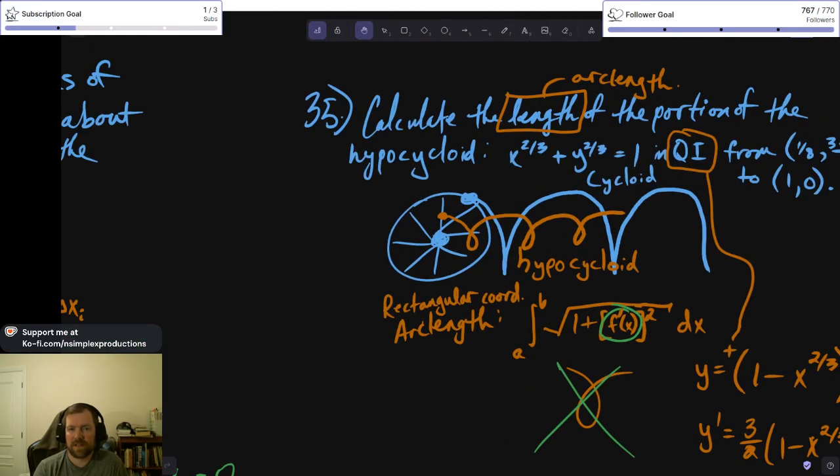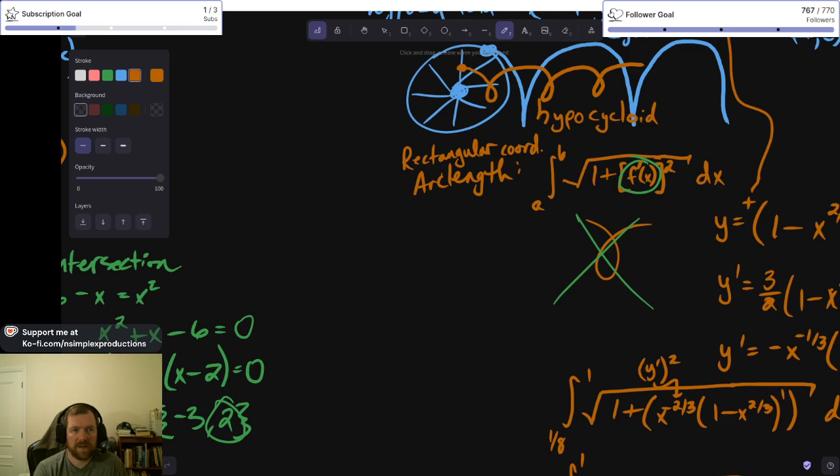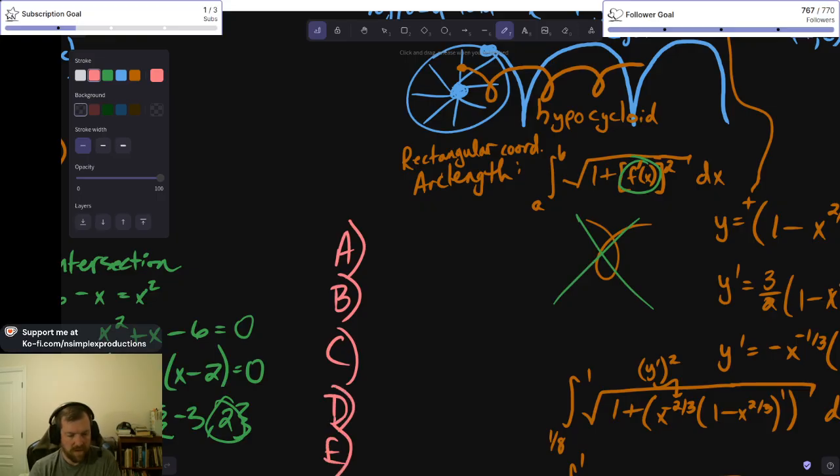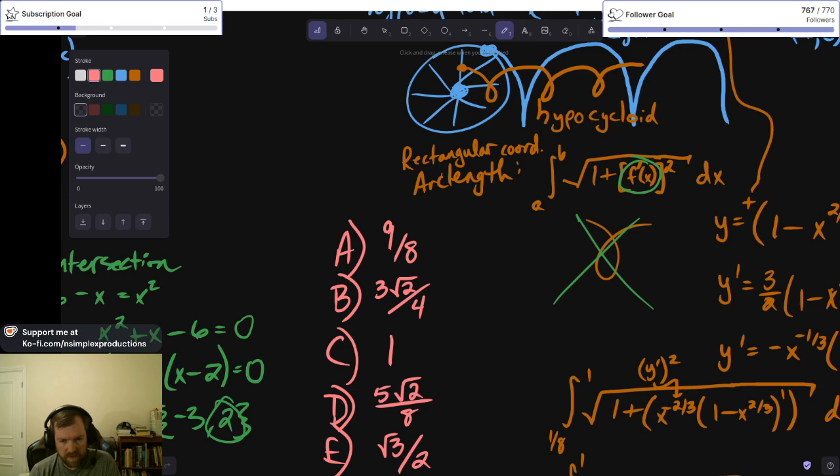Is that an answer? It is an answer. So that's positive at least. Nine eighths. 3 root 2 on 4. 1/4. 5 root 2 over 8, root 3 over 2. Again, we got 9/8.